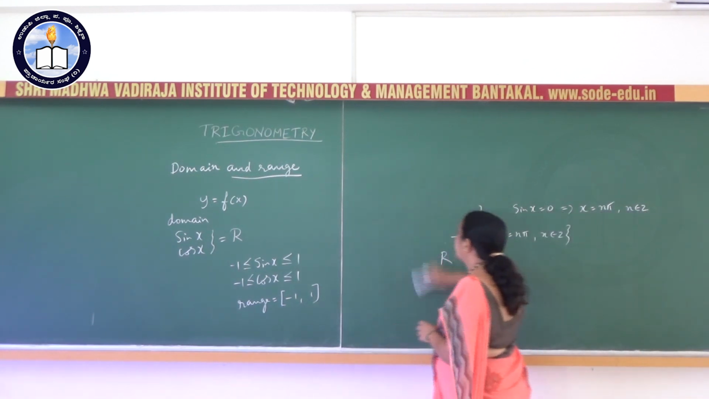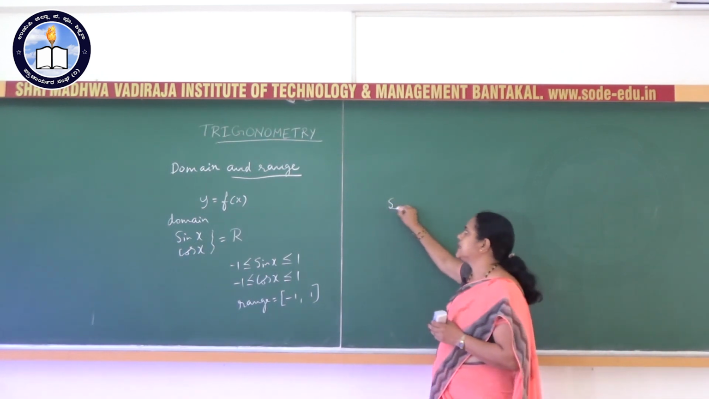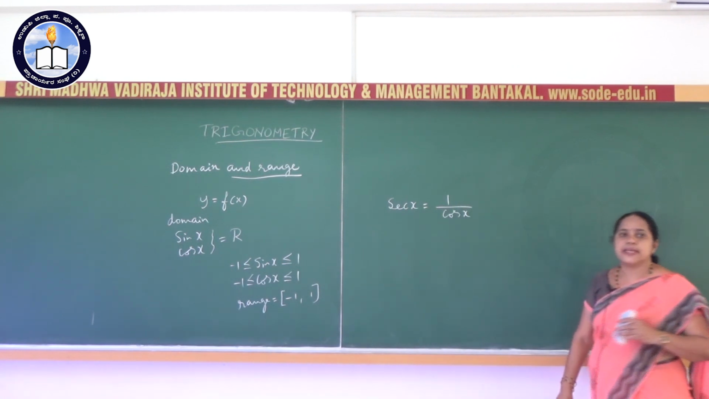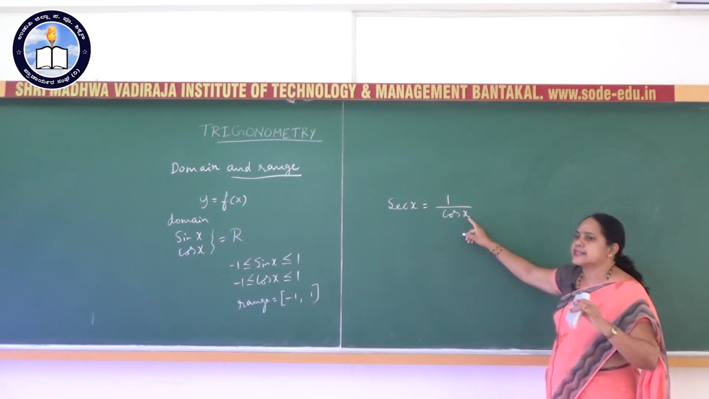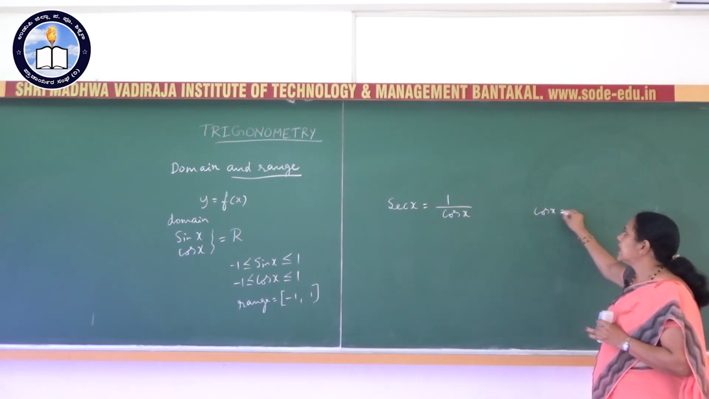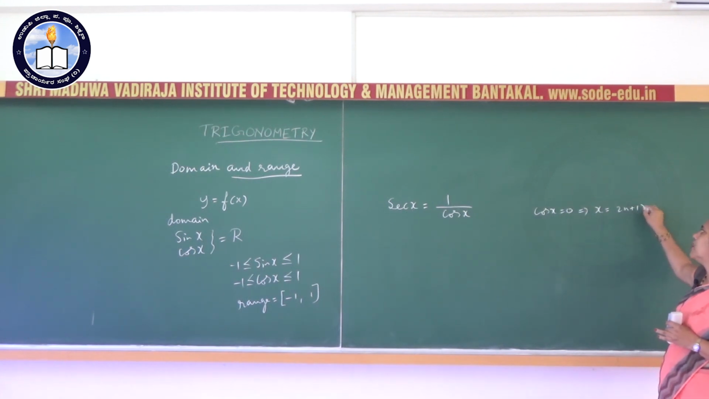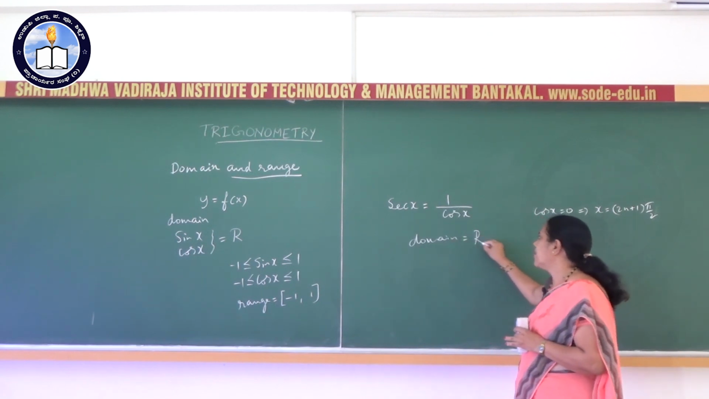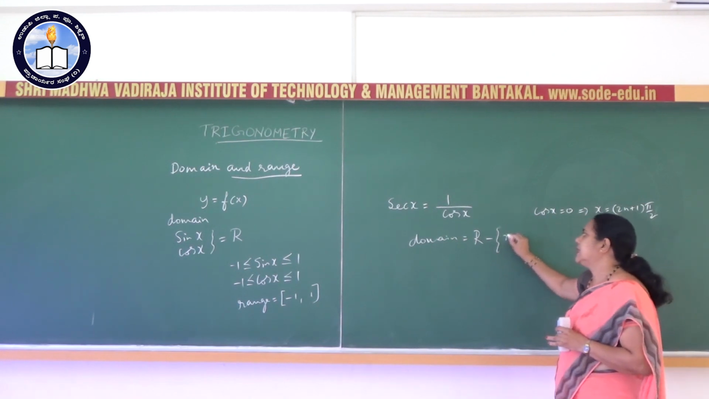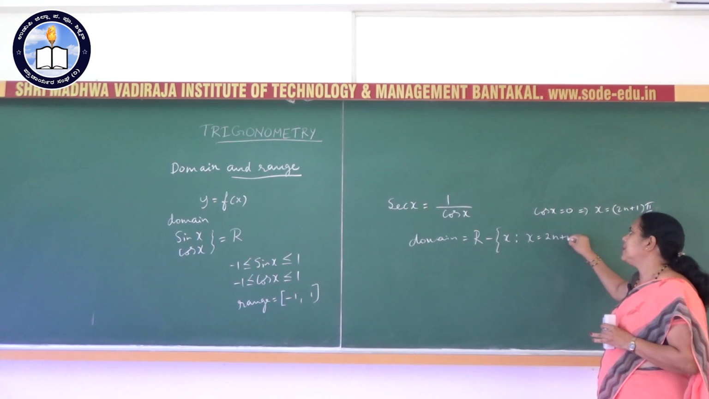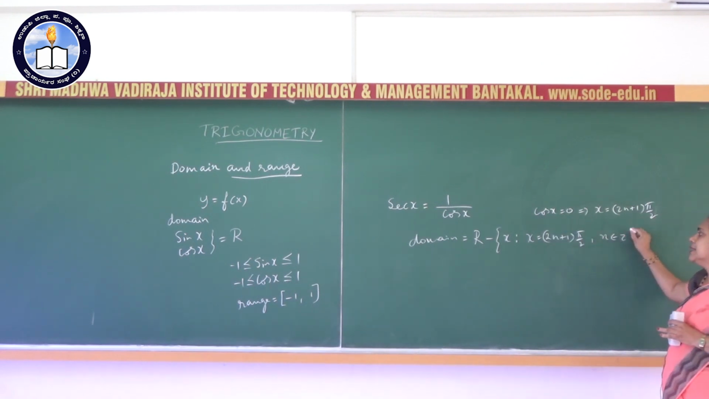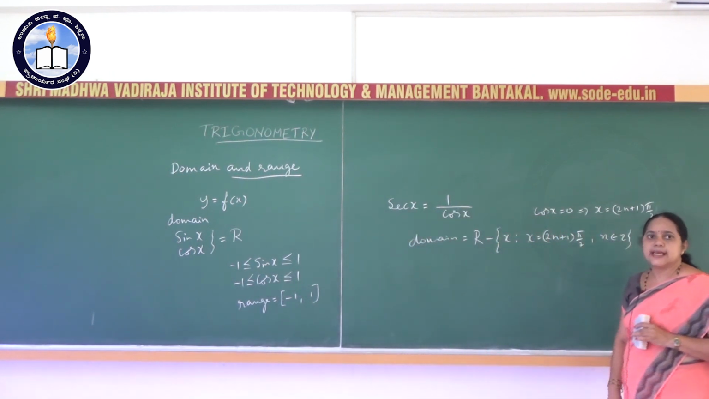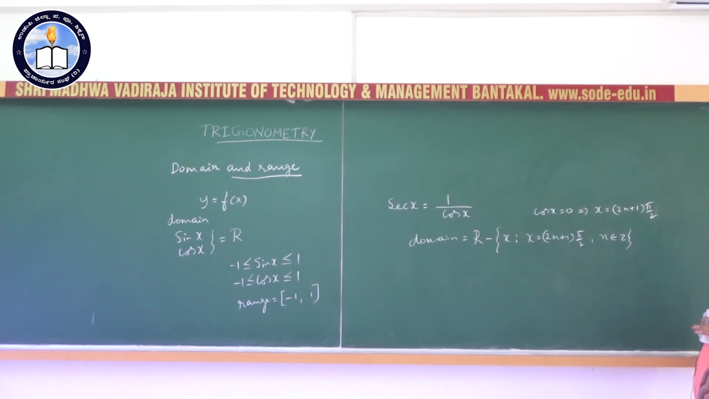Okay. Now, what are the domains of secant x and cosecant x? By the definition, secant x is equal to 1 by cos x. So secant x is defined for all x where cos x is not equal to 0. Cos x is equal to 0 when x is equal to (2n plus 1) times pi by 2. Therefore, the domain of secant x is the set of all real numbers except the real numbers x such that x is equal to (2n plus 1) times pi by 2.